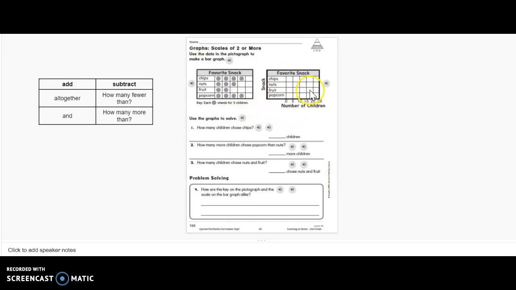You're also going to be counting by 5s in this bar graph right here. You can tell because at the bottom our numbers are going by 5s: 0, 5, 10, 15, 20, 25. Again, over here on the side, I have a little bit of hints just in case you need some reminders of what altogether and means, or how many fewer than, how many more than means. You may want to use these hints to help you answer these questions over here. This page has 4 questions.